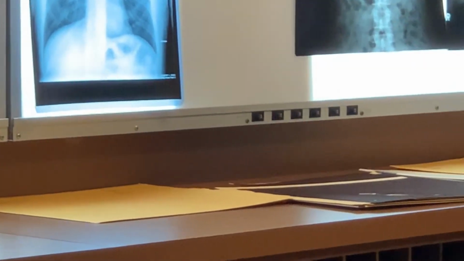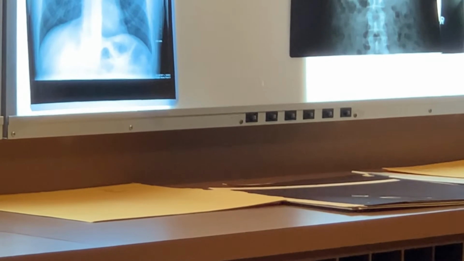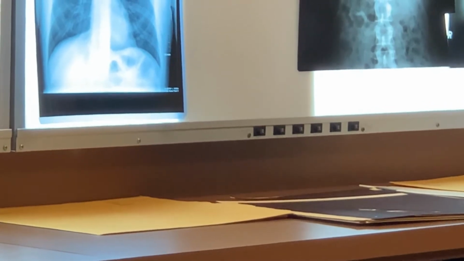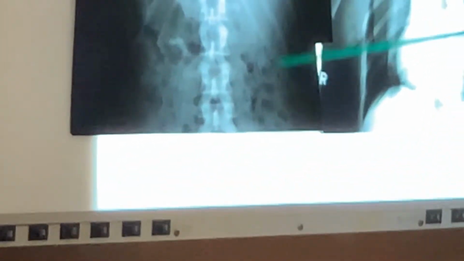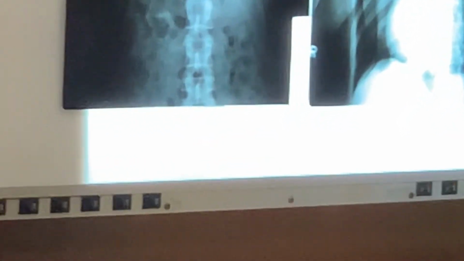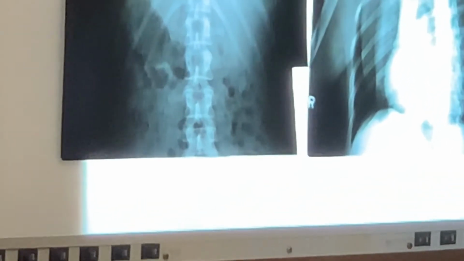Okay, a lot of places, as you guys know, they just do a PA chest. They don't do rib technique. I'll show you the difference coming up. Okay, so this is for lower ribs. We can see 12 here, 11, 10, 9, 8, 7. Pretty good here.